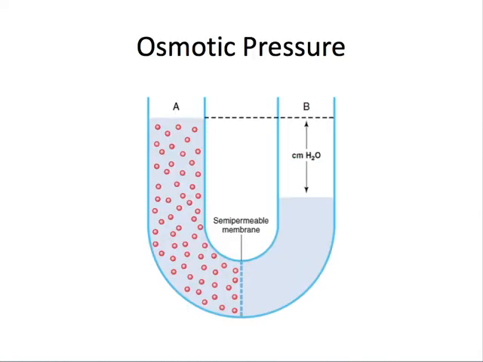So what is osmotic pressure? The exact amount of the pressure which is required to stop osmosis is called osmotic pressure. And that is when the concentrations of the solutions on either side of the membrane become equal.